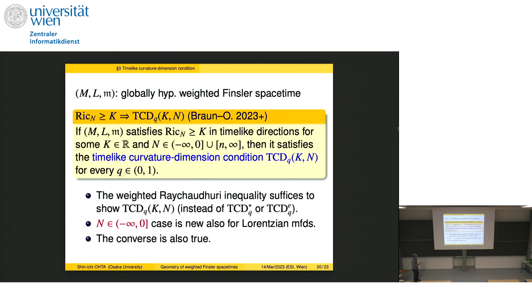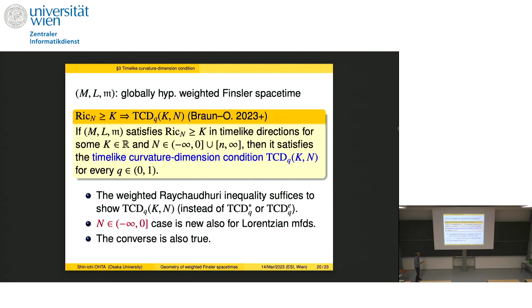And we also include this non-positive dimensional parameter. In this case, the proof is the same, so there's nothing new, but at least it's not included in previous papers. And we can also show the converse as usual, from TCD to the Ricci curvature bound. This is now joint work in progress with Braun.